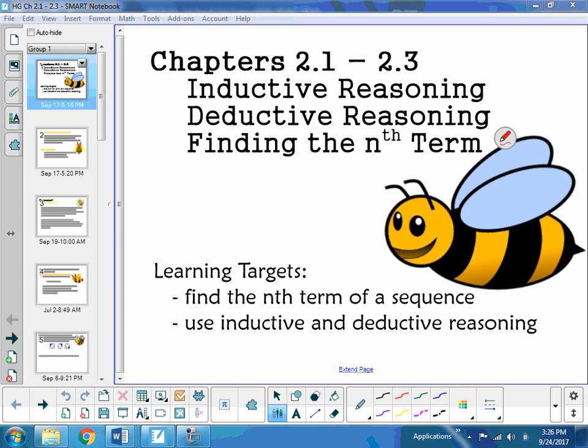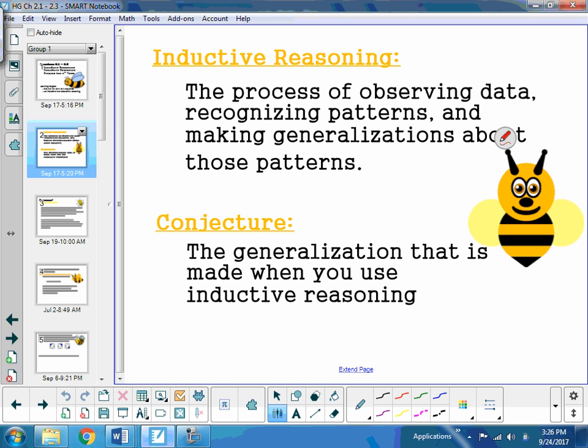So today we're going to be talking about inductive and deductive reasoning. We're going to be doing something called finding the nth term, which you may or may not be familiar with. So let's start with what inductive reasoning is. Inductive reasoning is the process of observing data, recognizing patterns, and making generalizations about those patterns.